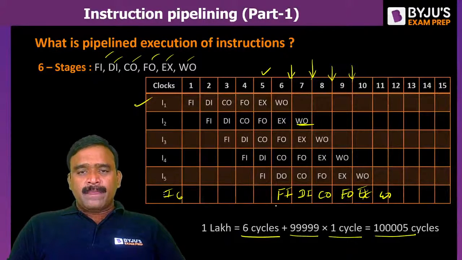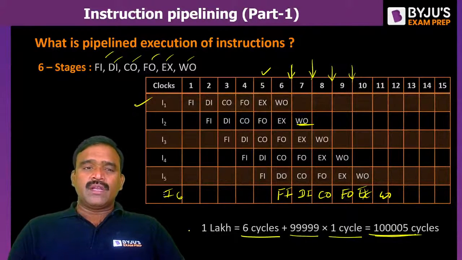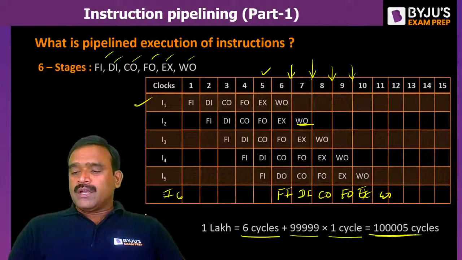So at the 6th cycle, the first instruction got finished. Thereafter, one cycle is taken for each instruction. So we got 1 lakh 5 cycles for 1 lakh instructions. Okay, got it?